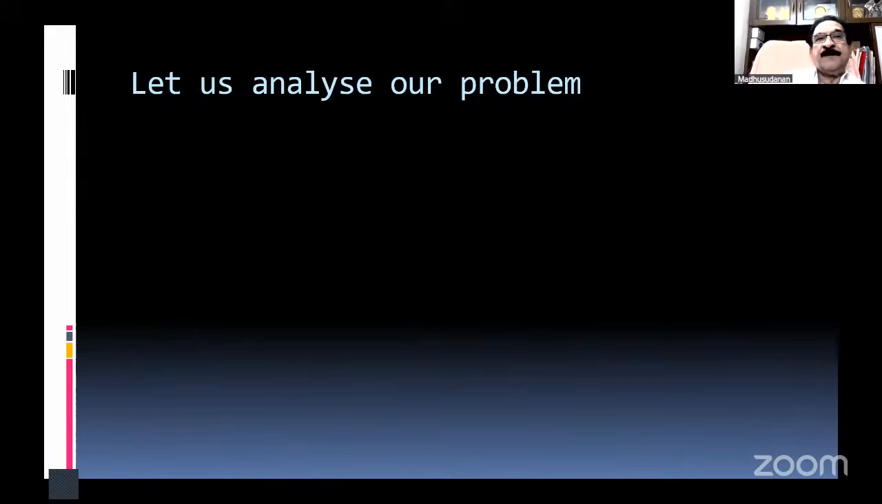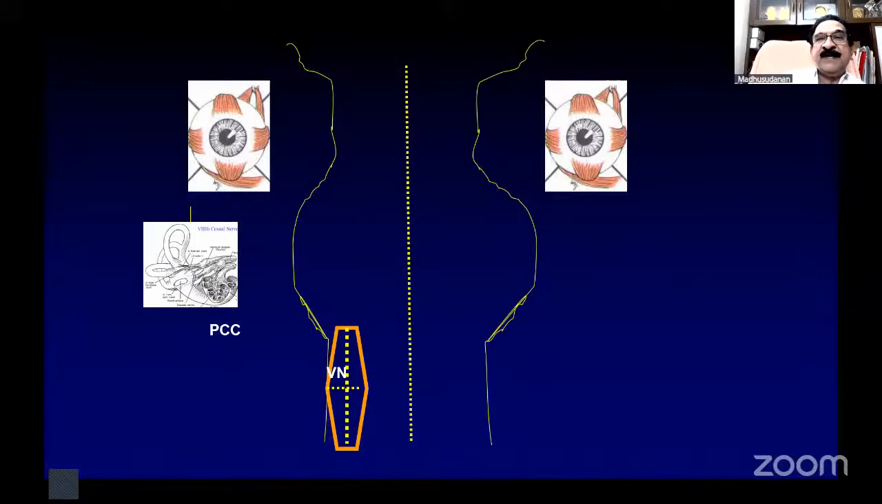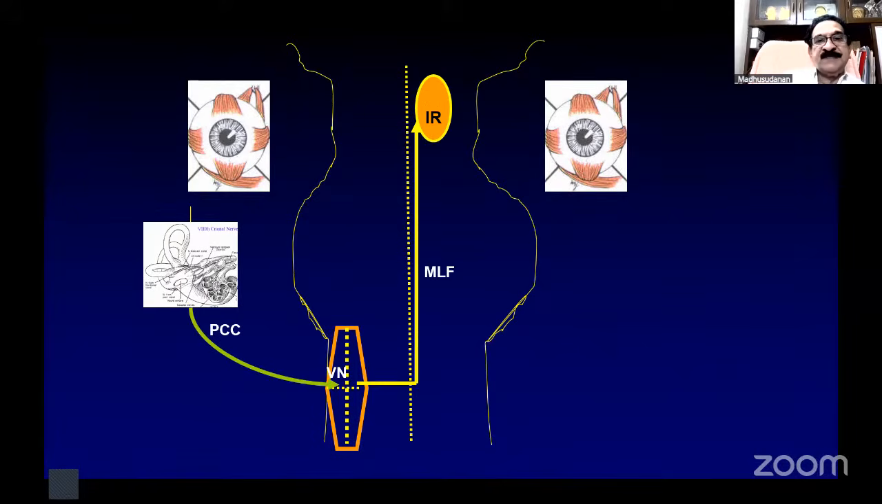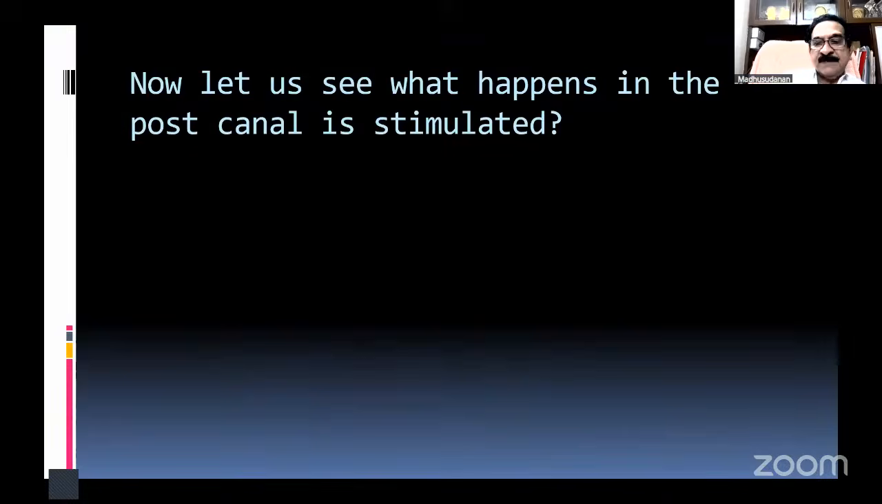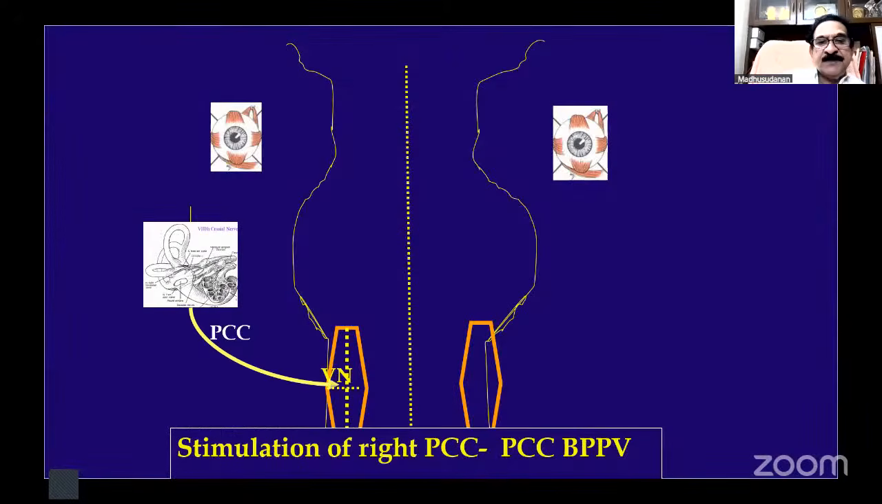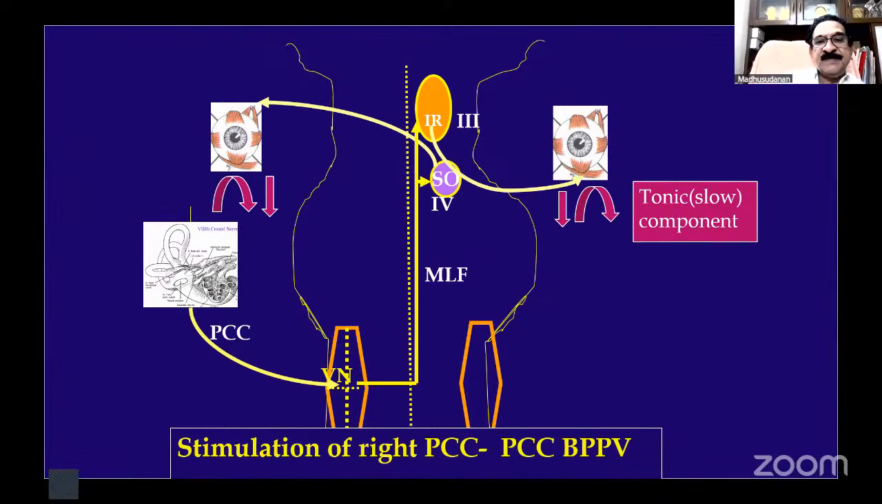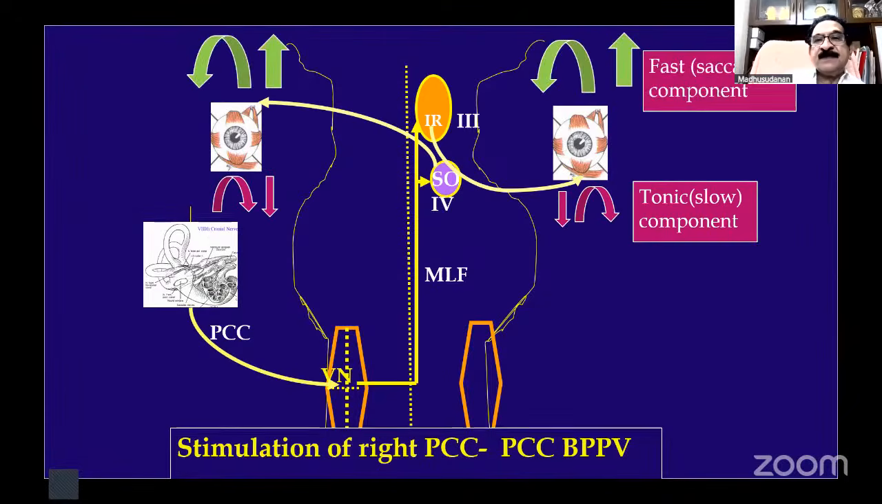Now coming to our problem. These patients got a pure rotary nystagmus without a vertical component. Now let us see the connection which I told before. Once again, the posterior canal is connected to the inferiorly moving muscles. When the canal is stimulated, this is the picture you are going to get: the tonic component to the opposite side and downward, and the fast corrective component upward and to the same side, anti-clockwise from the patient's view.